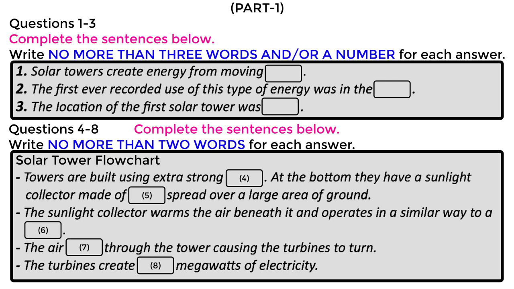So what happens to the air? Well, the sunlight collector heats it to 65 degrees centigrade. That's on average 35 degrees greater than the outside temperature. And the laws of physics mean that this hot air rises up the chimney, or the tower, and drives the turbines at the top. As the turbines revolve, they generate electricity. In fact, they can generate 200 megawatts of power, or enough for 200,000 houses.